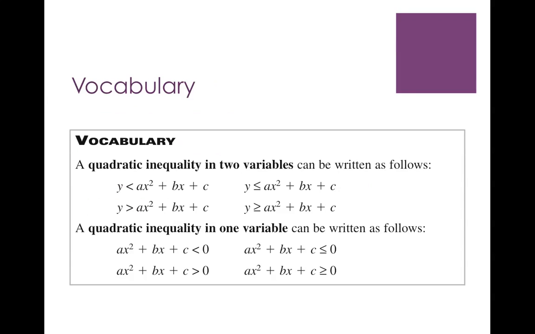So a little bit of vocabulary to get us started, mostly just looking at the forms that quadratic inequalities can take. And notice that we're looking at the difference between two variables and one variable. In these cases, you'll notice that our ax squared plus bx plus c is always being compared to our second variable of y. Whereas in these cases, our ax squared plus bx plus c is simply being compared to 0.